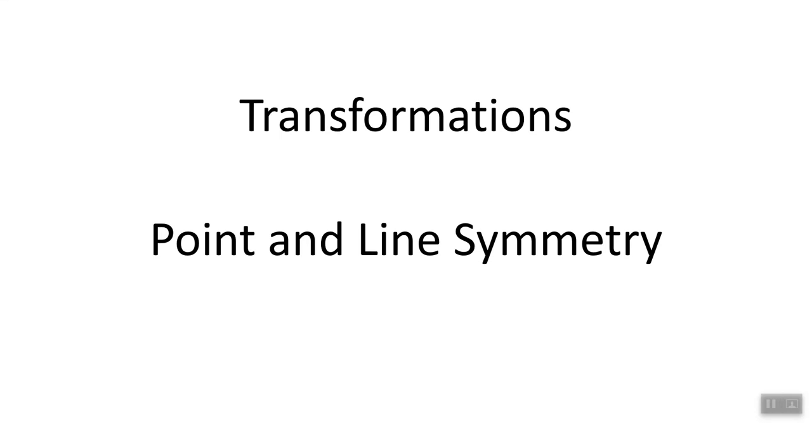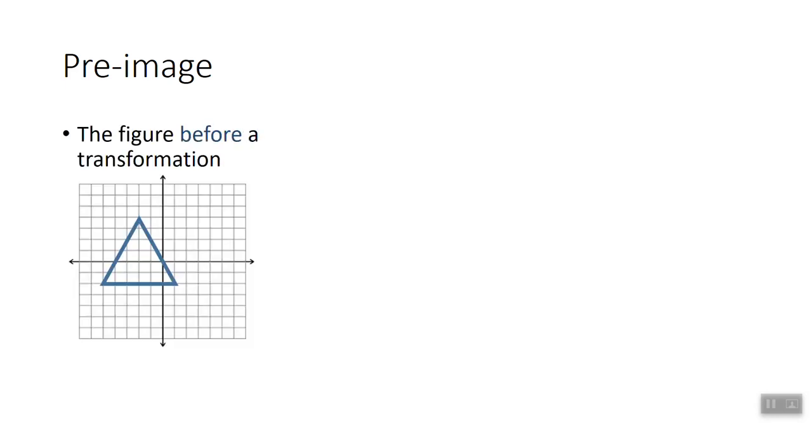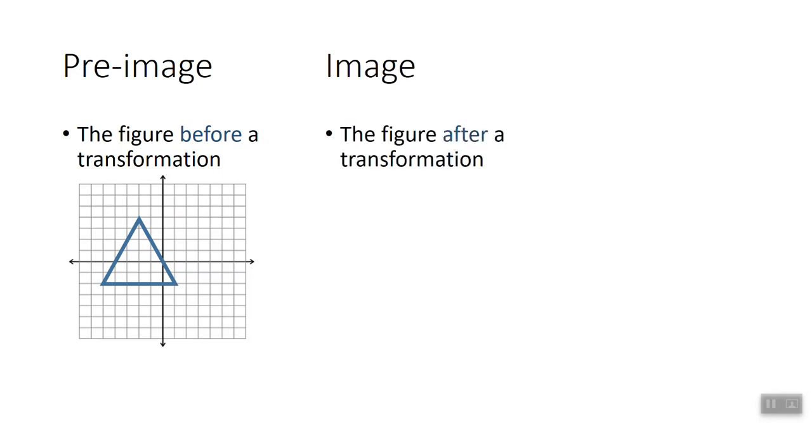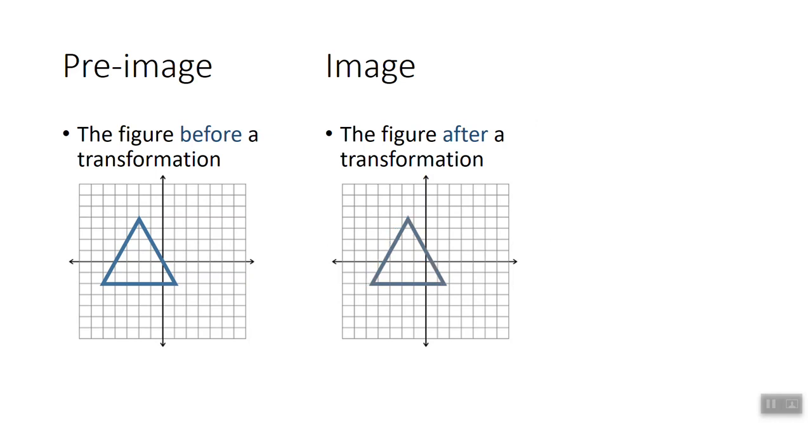Today, let's look at transformations and point and line symmetry. First off, the term preimage. This is a figure before a transformation. For example, this blue triangle. The image then must be the same figure after a transformation. So if we take this blue triangle and move it, that's a type of transformation.